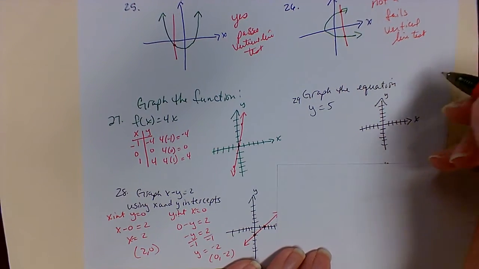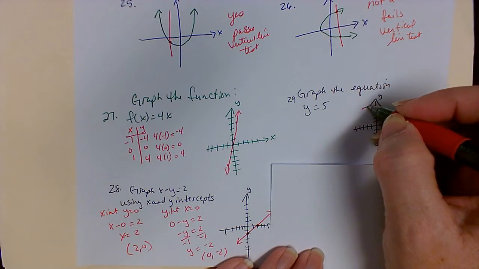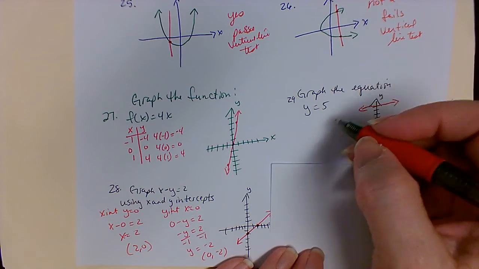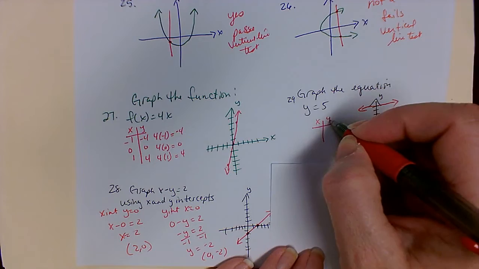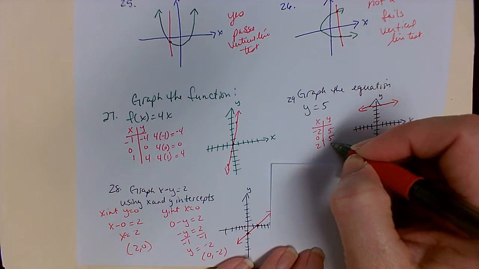This is a horizontal line, so we're going to go to where y equals 5, and we're going to draw a line. Because if we try to draw a t-chart of x and y, no matter what we put in for x, y will always be 5.